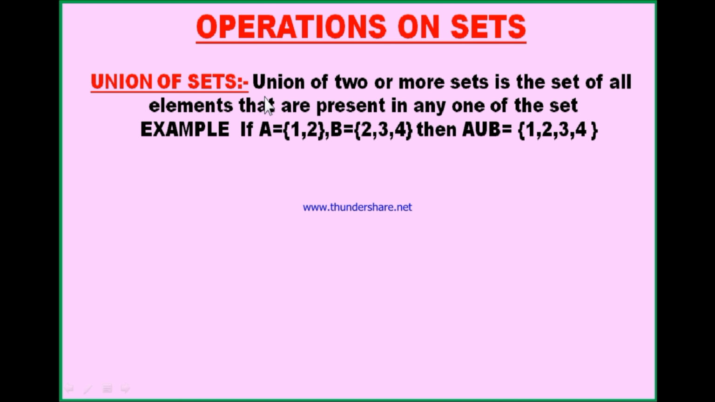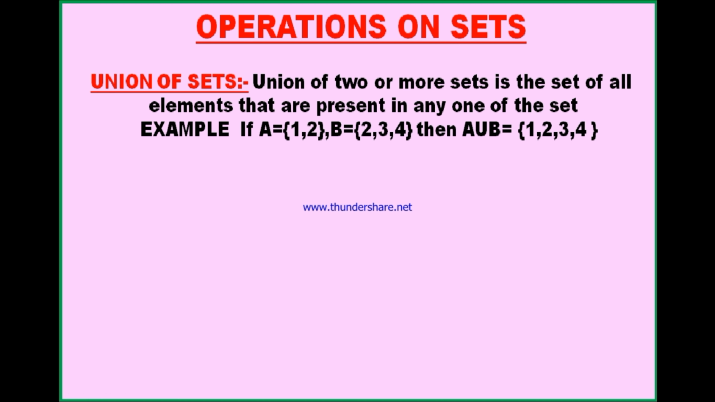The name itself indicates union. Union means the sum of. Therefore, you have to sum up the elements of A and the elements of B, and you have to write them in an order. That will be A union B. You see here, A is equal to the set 1, 2 and B is equal to the set 2, 3, 4. Then A union B is equal to 1, 2, 3 and 4. These are the different elements that are present in the first set A and also in the second set B. Therefore, union of sets is the union of two or more sets, the set of all elements that are present in any one of the sets.